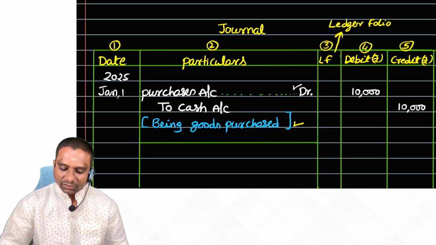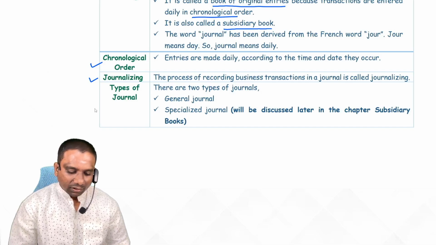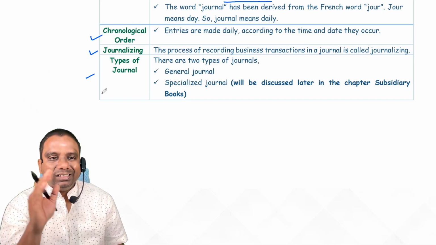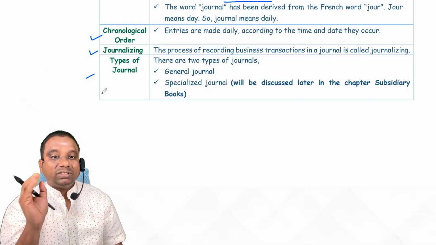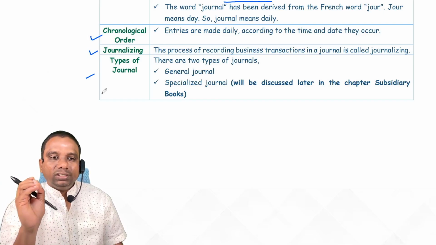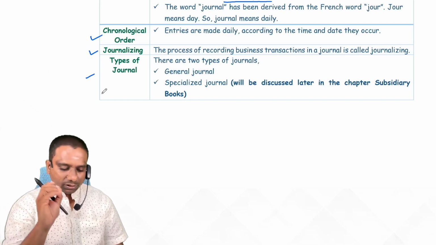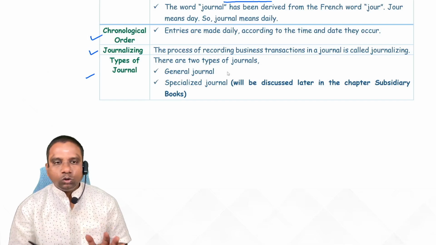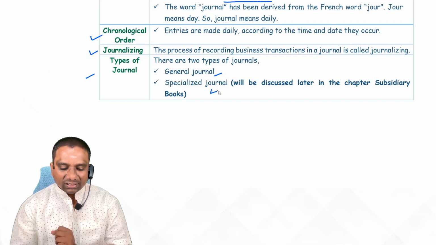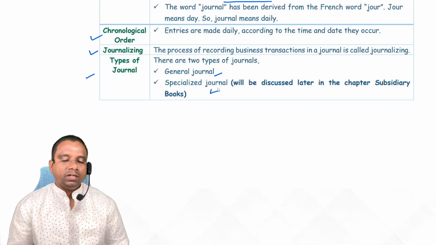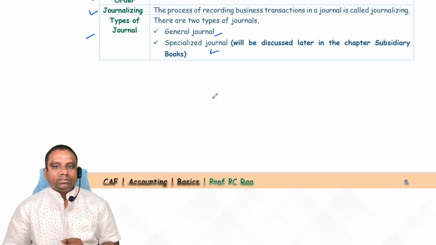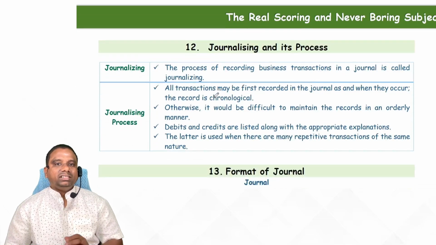Is it clear, students? Next one, types of journal. We have different types of journals, students. This concept we discuss at the time of subsidiary books, in the fourth chapter. At present, do remember there are two types of journal: one is general journal, another one is specialized journal. Is it clear, students? Look at the next concept, journalizing and its process.